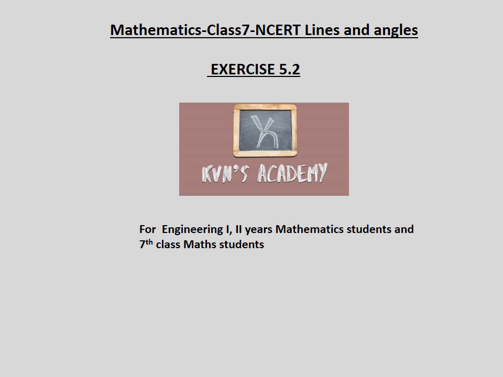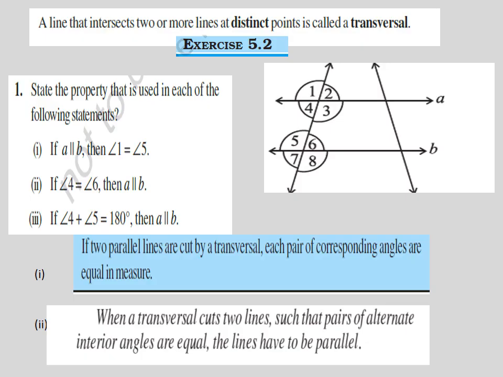Students, today we will learn about exercise 5.2. Here we have some new topics. A line that intersects two or more lines at distinct points is called a transversal. So if a line intersects two or more lines like this, it is called a transversal.